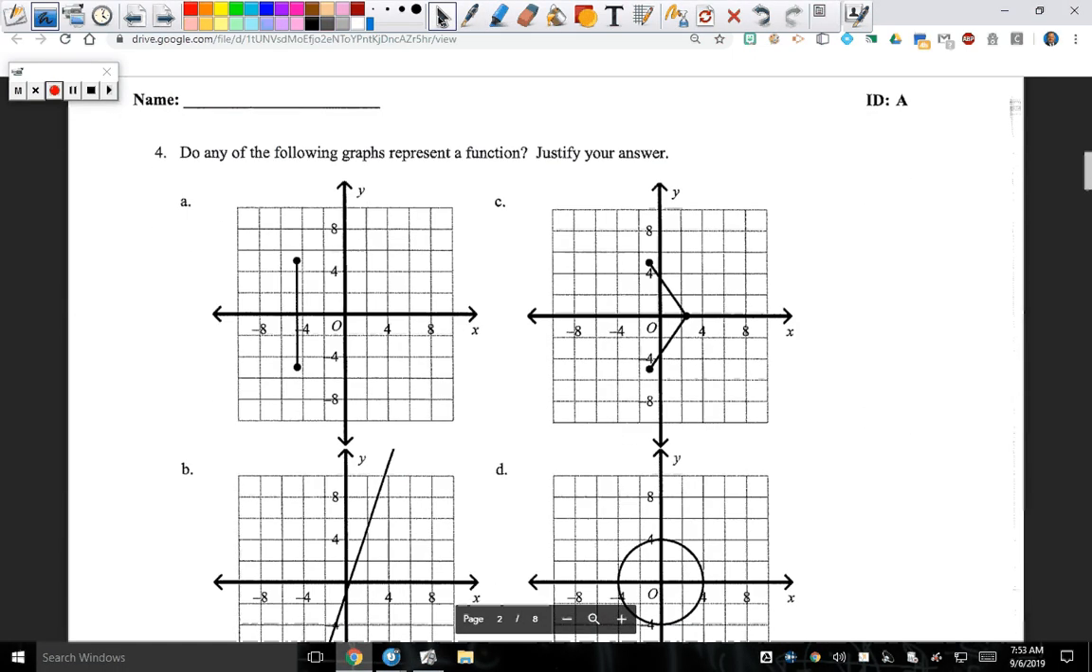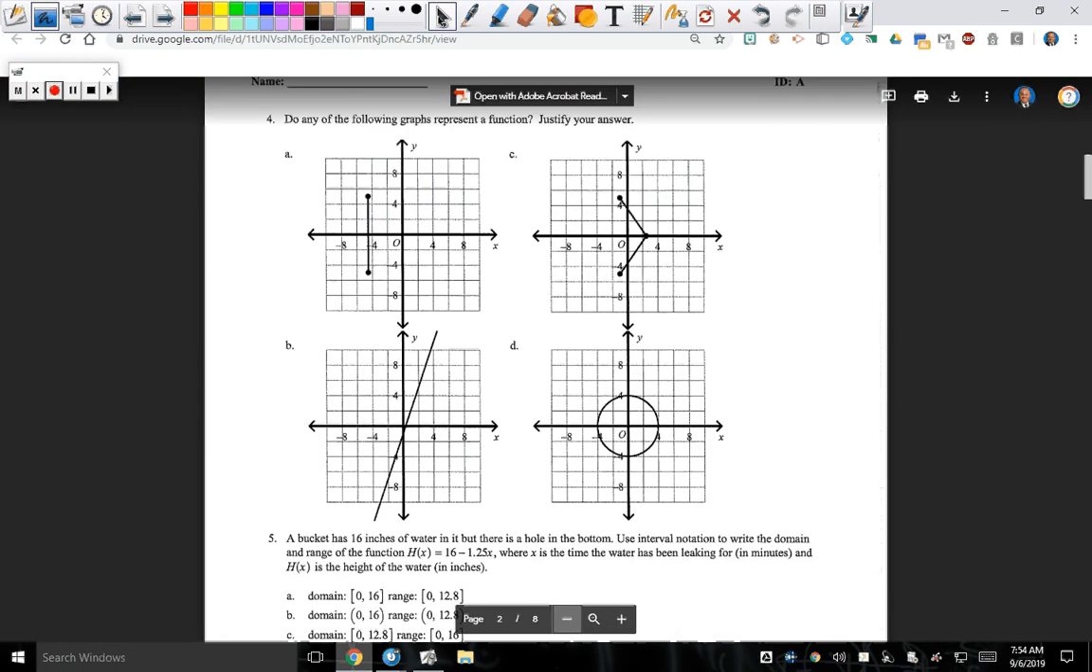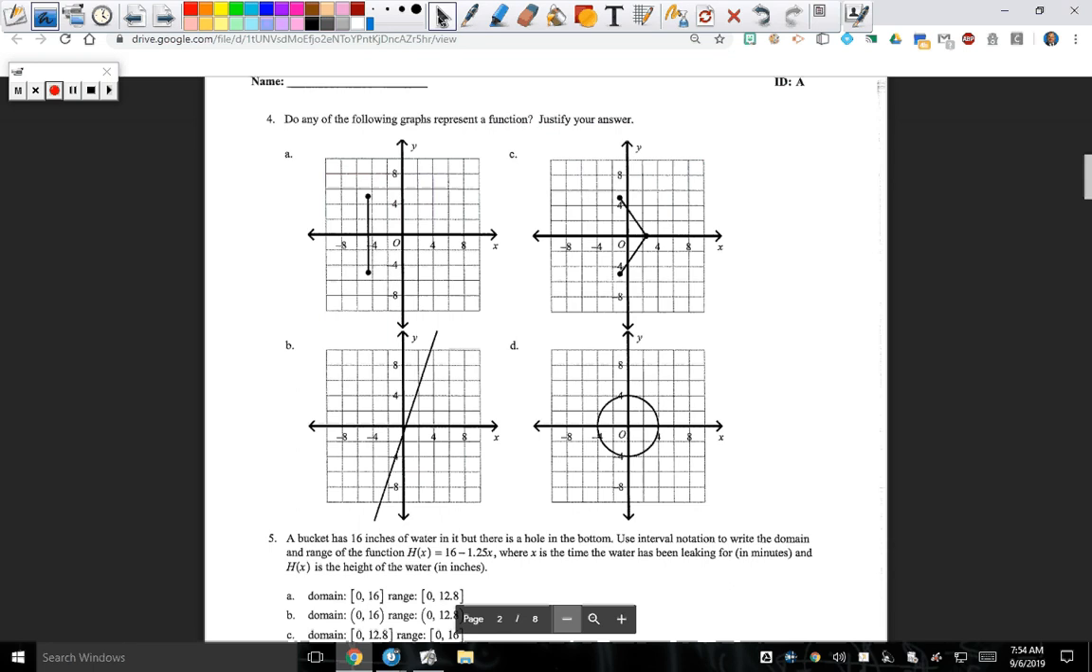Let's go to number 4. So number 4 has 4 graphs, and it's asking, do any of the following represent a function? So we were just checking to see, do any of the following pass the vertical line test? Well, a vertical line test, this would definitely fail the vertical line test. This one would fail the vertical line test because it hits 2 points right here and here, right there at that vertical line. And this one too would fail the vertical line test.